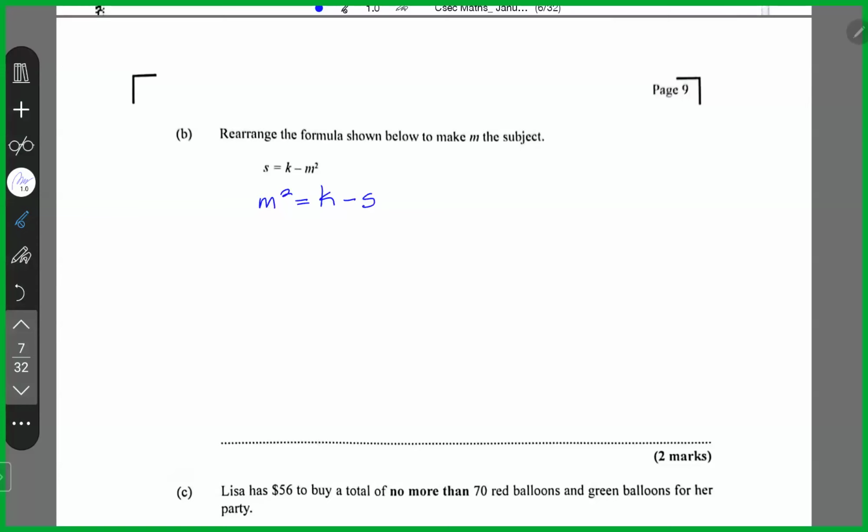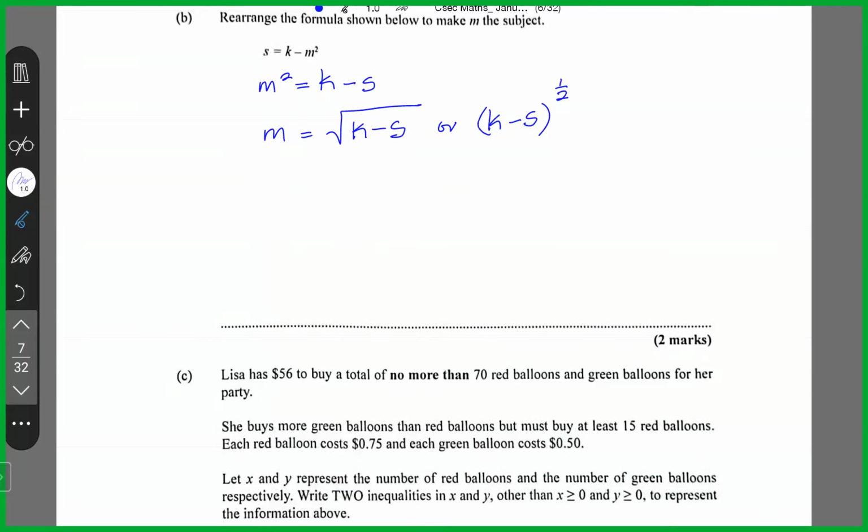The opposite of square is square root, or you can say you can find the square root of both sides. And if I do, I'm going to get m is equal to the square root of k minus s, or you can write it as k minus s to the 1/2 power. Any way is good enough. You could write it as the root of k minus s or k minus s to the 1/2 power.